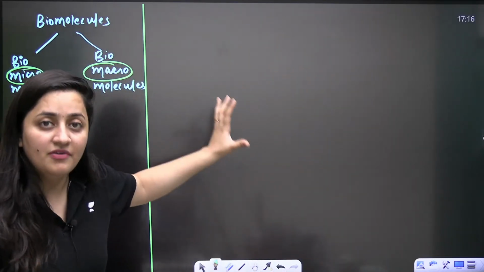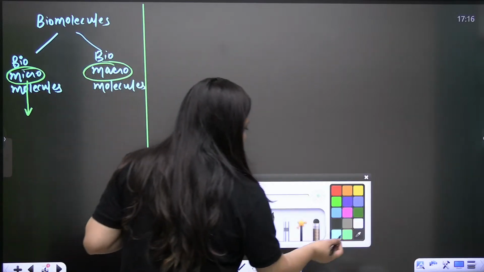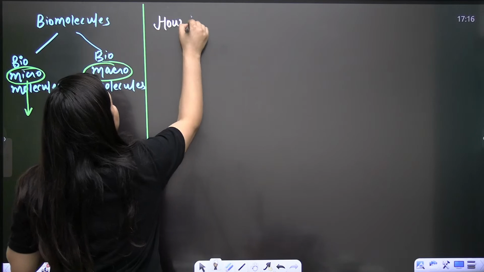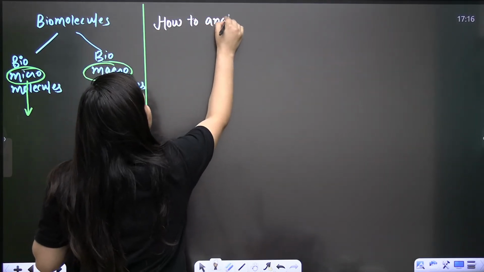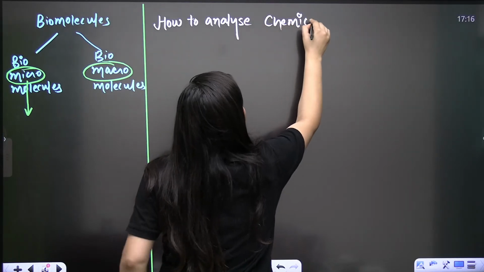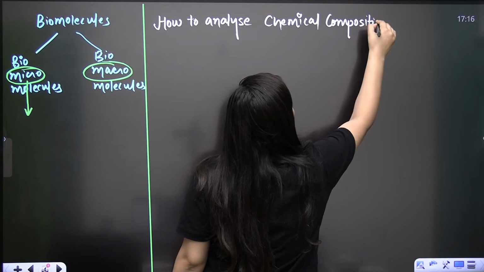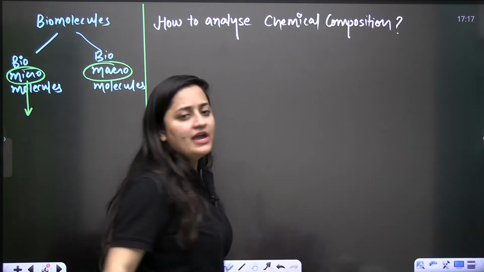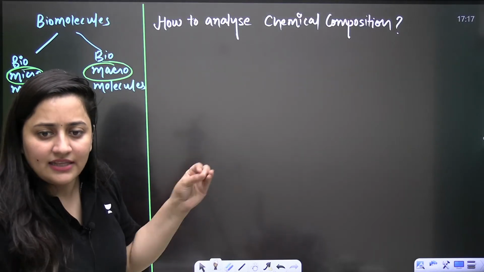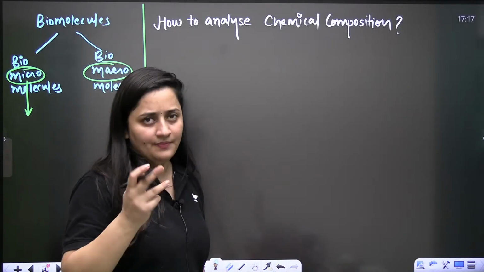But before reading it in detail, we should know the chemical composition. So the first thing that we need to study is how to analyze the chemical composition. Do you know how? I told you that we need to make the paste and then check. This is the question, and it is even given in NCERT, how to analyze the chemicals.